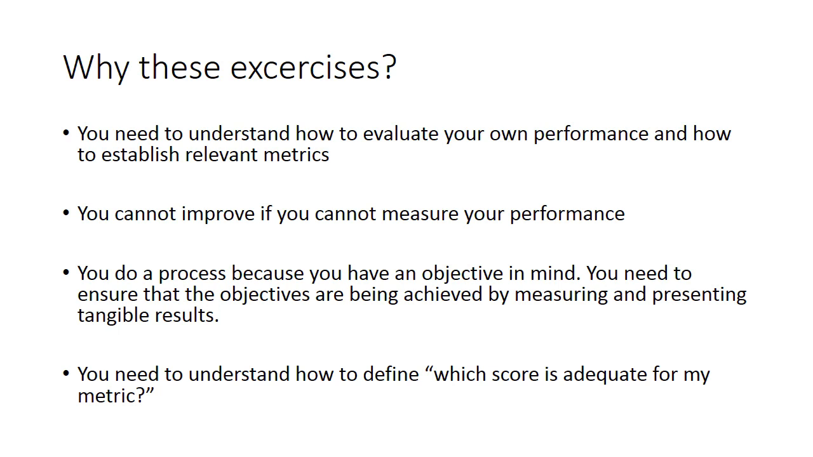Also, it is important to remind you again that you are not able to improve what you are not able to measure. If you don't know what your current scores are for whatever you're doing, you will hardly have a base to assess if you're doing good or bad. Also remember that you do a process because you have an objective in mind. You need to ensure that the objectives are being achieved by measuring and presenting tangible results of what your processes are doing. And finally, you need to understand how to define which score is adequate for my metric.